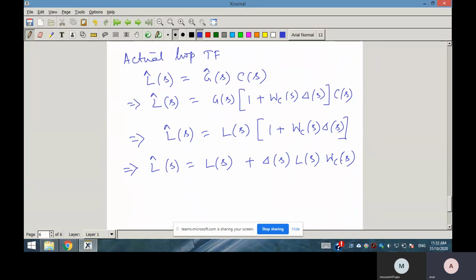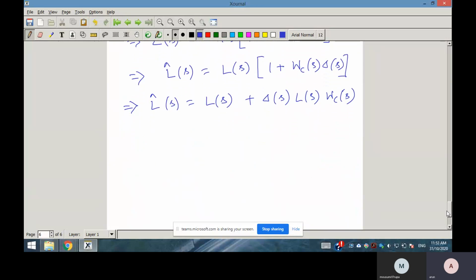So now you can see the true loop transfer function is equal to the approximated loop transfer function plus some perturbation. What is the maximum magnitude of this perturbation? Since delta j omega is less than or equal to 1, the maximum magnitude of this perturbation is mod of L j omega into Wc j omega.